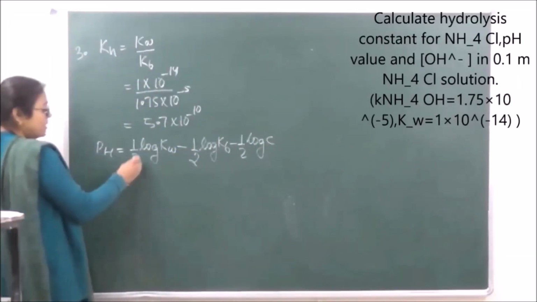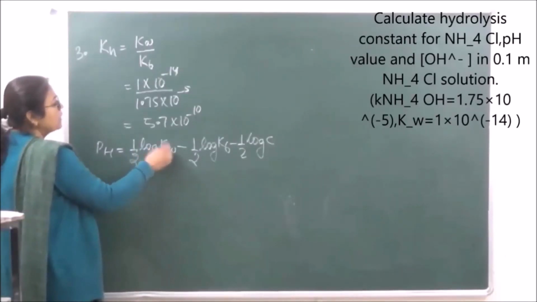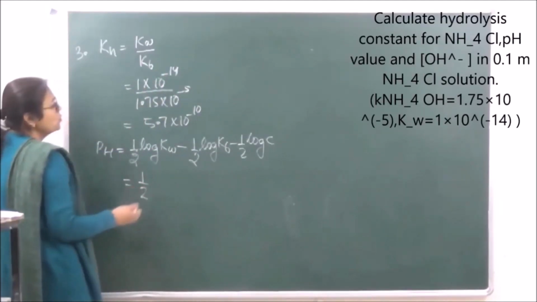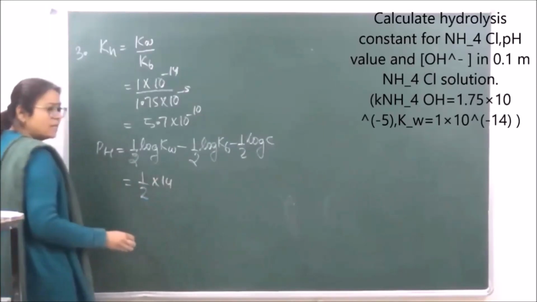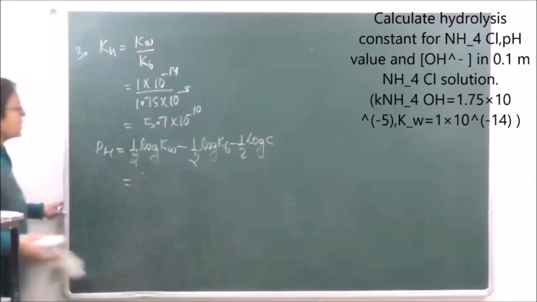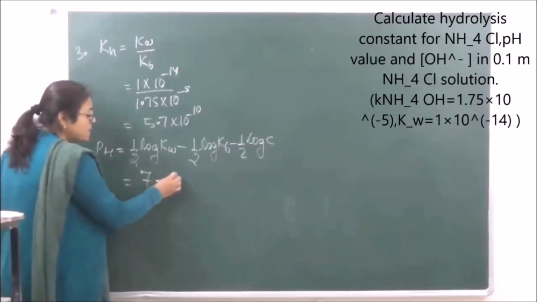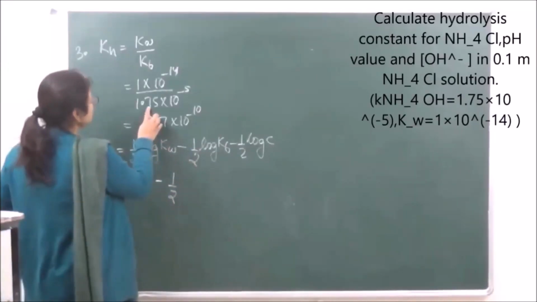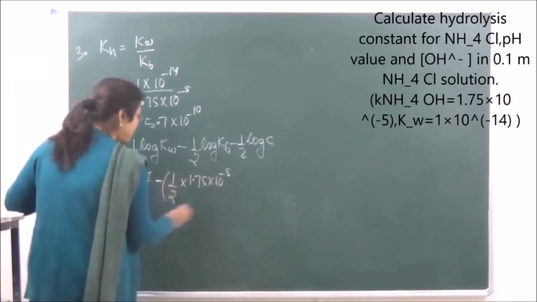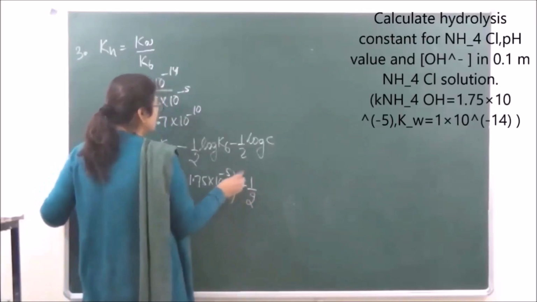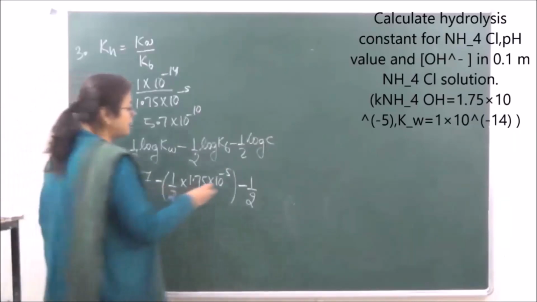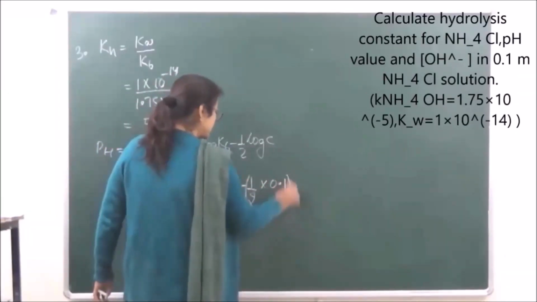Right? So we have over here 1/2 into log of Kw. Kw has a value of 10 raised to power -14. So we will have over here 1/2 into 14, which can be directly written as 7. So we can write this as 7 over here. Minus 1/2 into log of Kb. Kb is given to us as 1.75 into 10 raised to power -5, and minus 1/2 into log of concentration. Concentration given to us is 0.1.